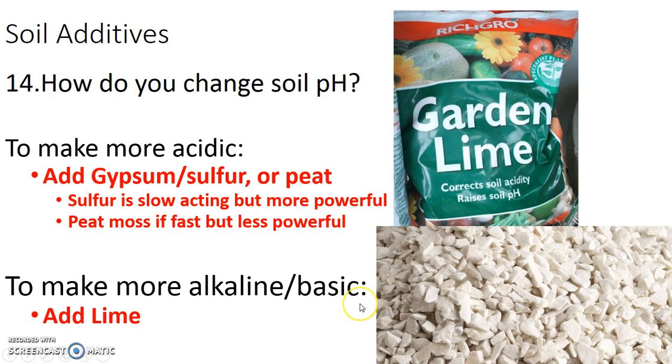To make soil more basic, really only one way, you would add garden lime. You would literally add limestone to the soil. And this would raise the soil pH. It would literally make the soil less acidic.